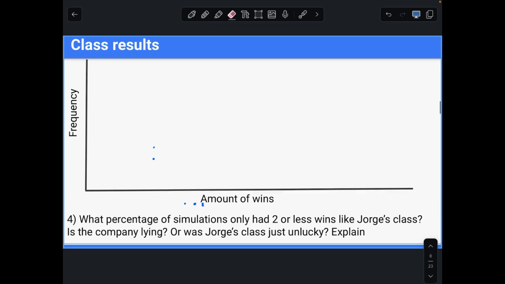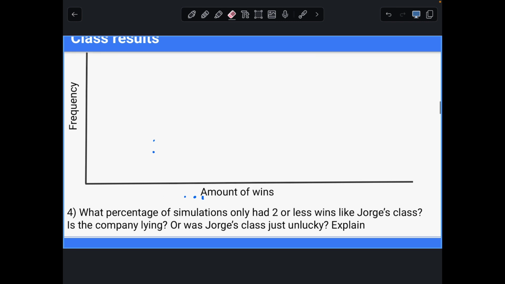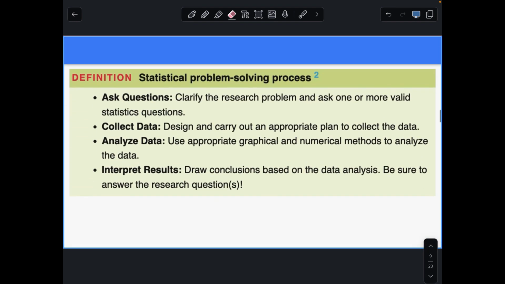Oh, sorry. And then after we would complete that, we would say what percent of simulations only had 2 or less wins. Does that give good evidence that the company is telling the truth, or does that give good evidence that the company was lying? Or does it give good evidence that Jorge's class potentially just was unlucky in that instance, and so on? Okay, these are the questions that we need to ask ourselves, which leads us into our problem-solving process.